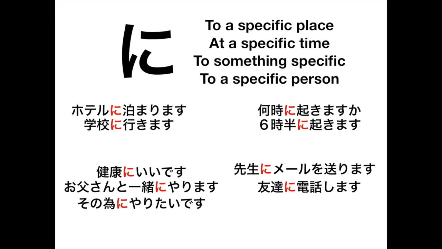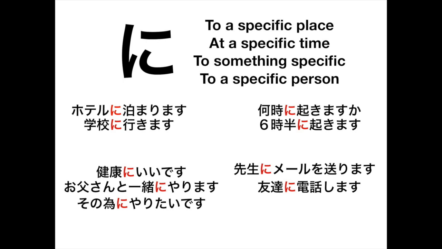Okay? Then moving on to the right side of that, a specific time is 何時に起きますか? Which is what time will you wake up? So what time is 何時に, and then に is specific time. 起きますか is wake up question. And then 6時半に起きます. And that is at exactly 6:30 I will wake up. Okay, so it's a specific time, so you say に.